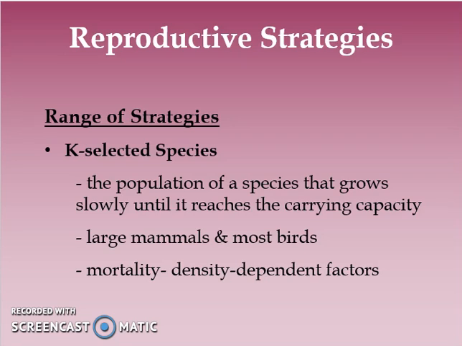The K standing for carrying capacity, K selected species are usually large animals, lots of your birds. They are much more likely, or almost always likely, to have a logistic growth curve. So they have that S curve. They're much more dependent on density dependent factors causing mortality than density independent factors. They're much more likely to survive a drought or flood or that kind of thing.